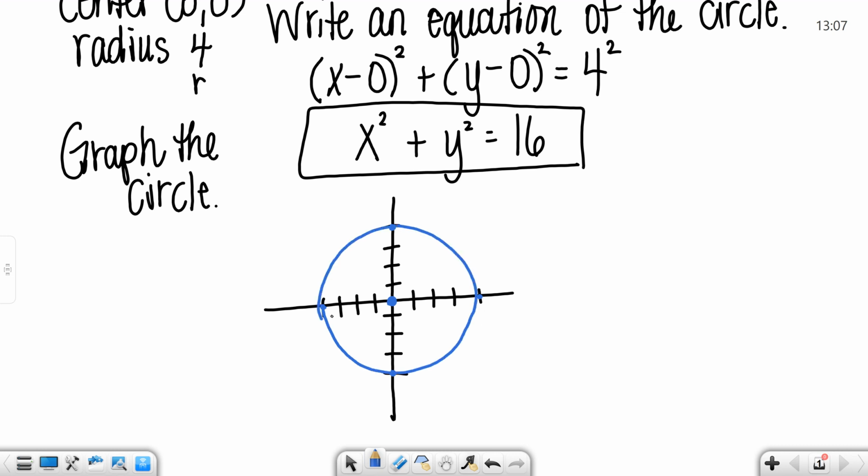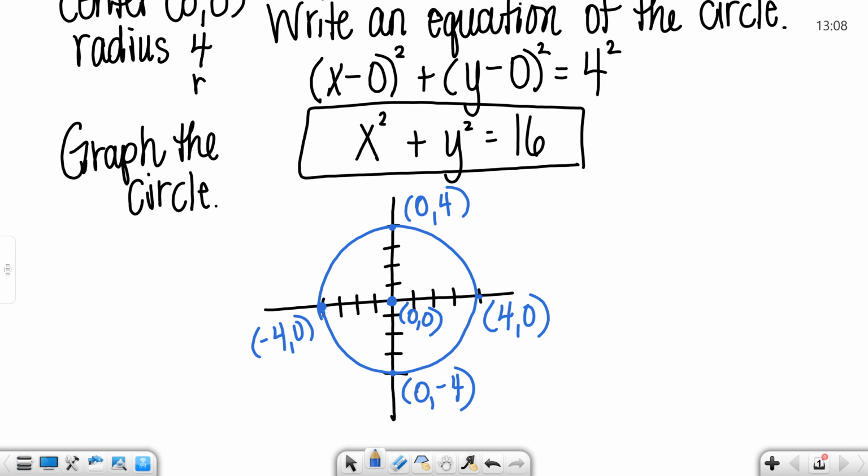And then do the best we can at drawing our circle. It might look like an egg or a football. But this would be our circle. Our center is (0, 0). And our radius is definitely 4. This ordered pair is (4, 0). And I could list all the ordered pairs that I touched. And there we go. That would be the graph of our circle.